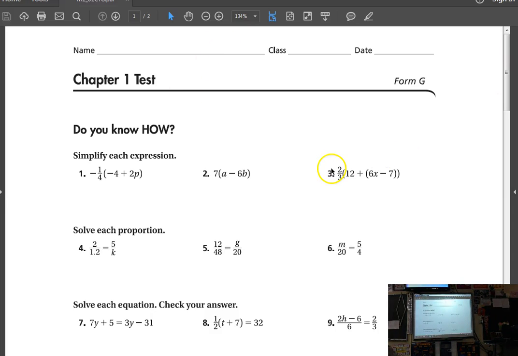So we are in Chapter 1 test, taking questions. Where should we start? Are there any questions on 1 through 6?